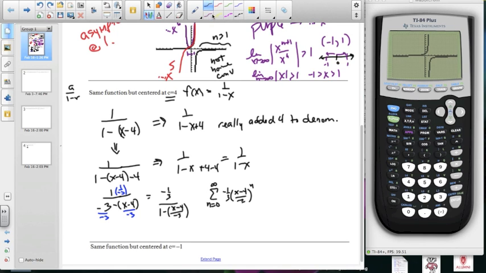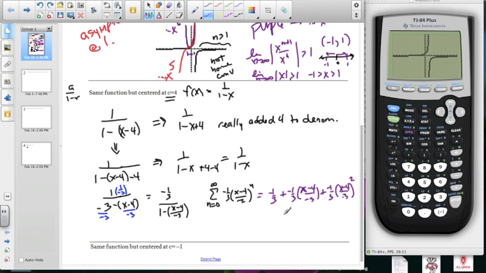So we'll get the purple pen out. And what do we have here? When n equals 0, we have negative 1/3. And when n equals 1, we've got plus negative 1/3 times x minus 4 over negative 3. When n equals 2, we've got plus negative 1/3 times x minus 4 over negative 3 squared.